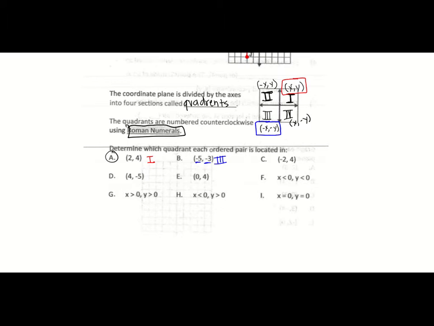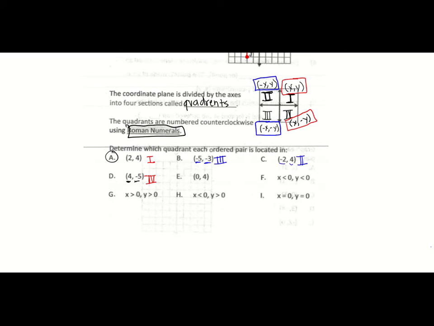For C, I have a negative x and a positive y. A negative x and a positive y is right here in quadrant 2. D, I have a positive x and a negative y, and my positive x, negative y is right here in quadrant 4.